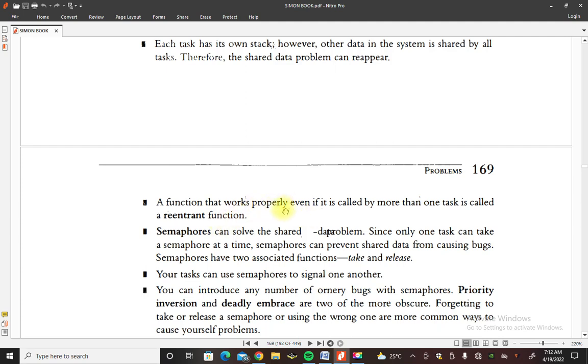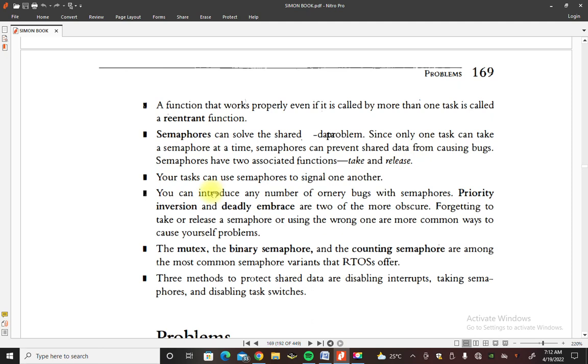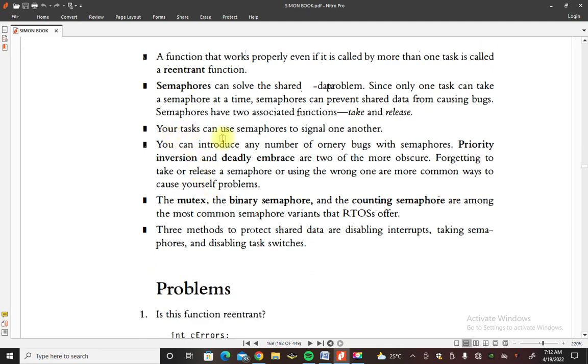A function that works properly even if it is called by more than one task is called a reentrant function. Semaphores can solve the shared data problem. Since only one task can take the semaphore at a time, semaphores can prevent the shared data problem causing bugs. Semaphores have two associated functions: take semaphore and release semaphore. Your tasks can use semaphores to signal one another.